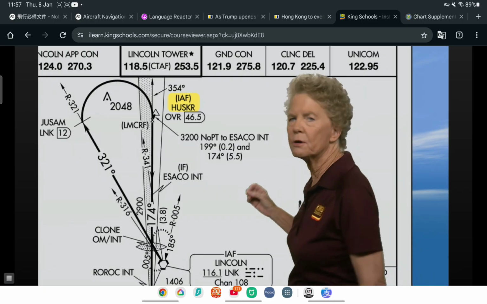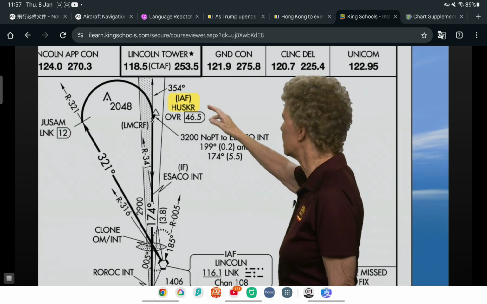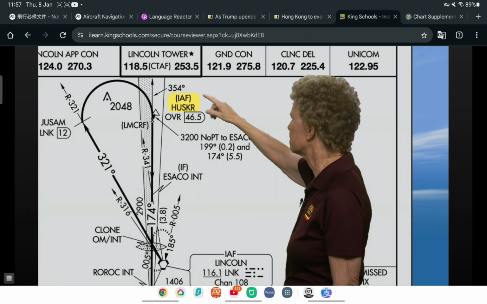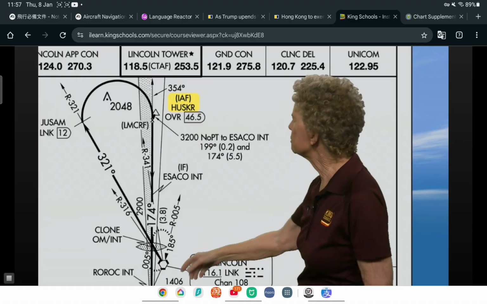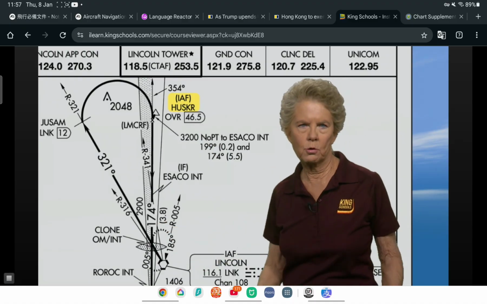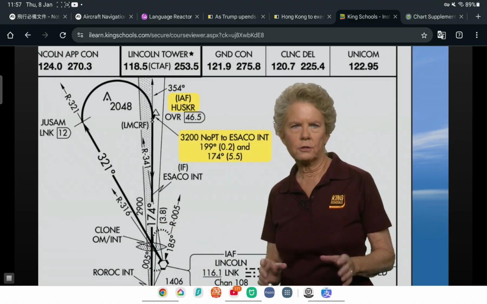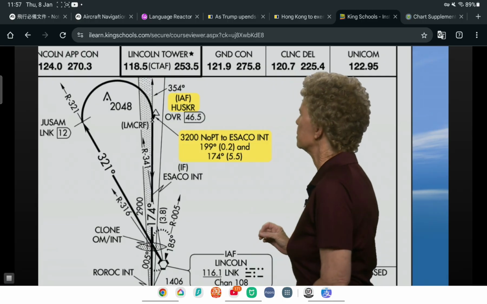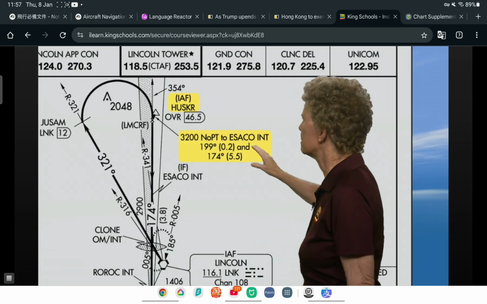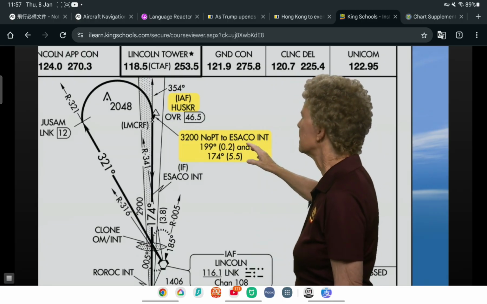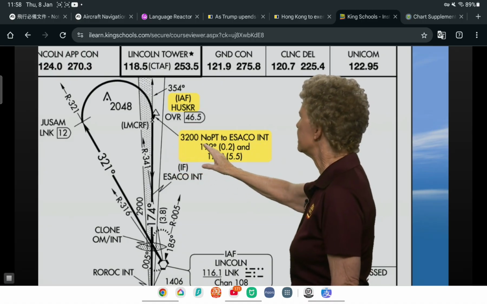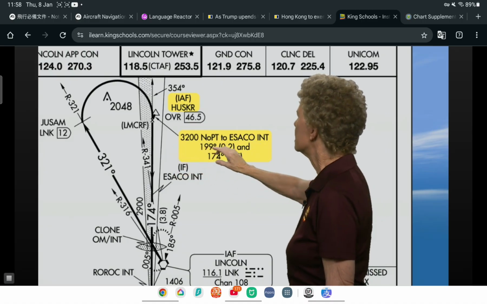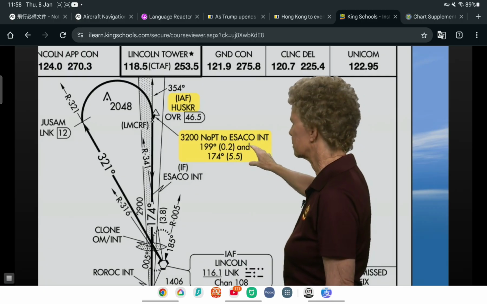So you will want to know how to fly the approach from Husker, which is an initial approach fix. In other words, are you going to have to do that teardrop course reversal or not? If you take a look to the right of Husker intersection, you'll find the information about how you would fly the route. You are told to fly 3,200 feet with no PT, no procedure turn to Isaco intersection.